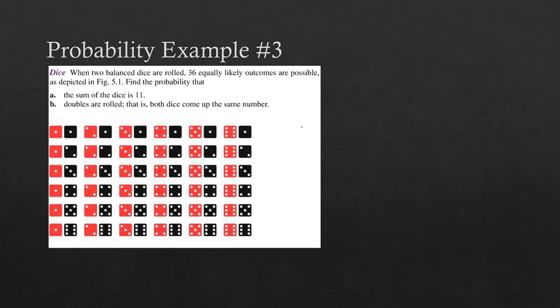Well, as you can see here, we have 1 and 1 is 2, 2 and 1 is 3, and so on. So you're going to have to add these up. So we want the sum to be 11. So that's going to be where it's 6 and 5, and 5 and 6. So those are the two areas where the sum is 11. So 2 out of 36, or 1 out of 18, however you want to write it. And then divide that out. And so that's going to be 0.056, or 5.6%, okay.